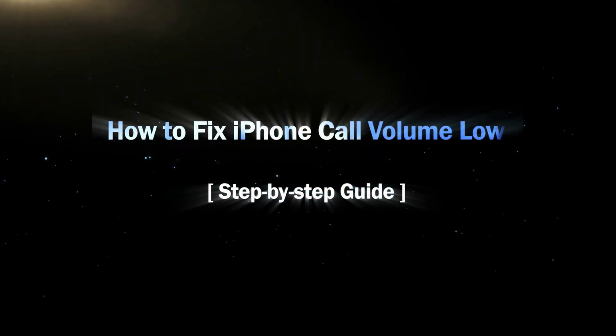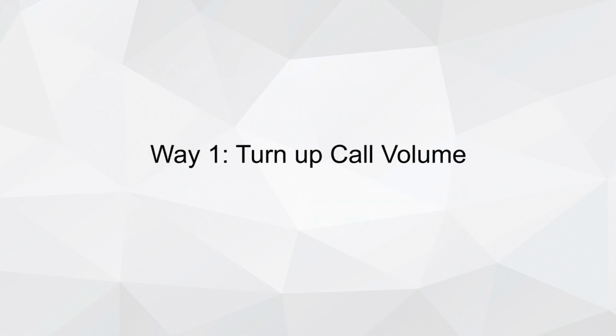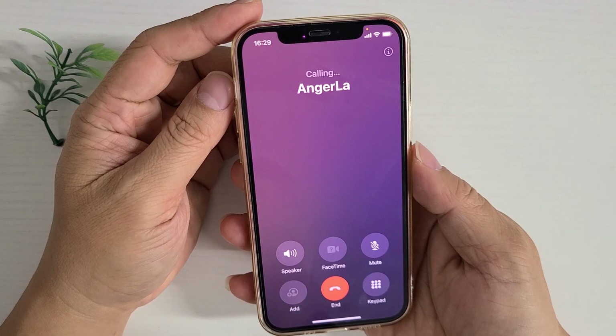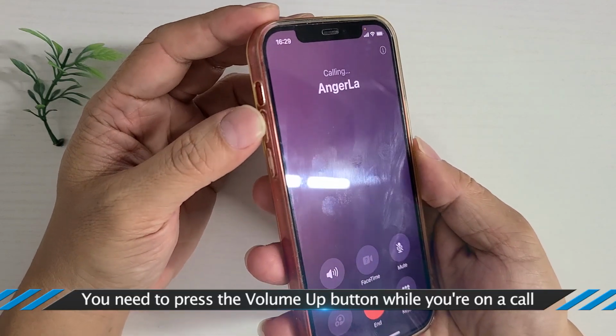In this video, I will show you how to fix the iPhone call volume low issue. Way 1. Turn up call volume. To adjust the call volume, press the volume up button while you are on a call.